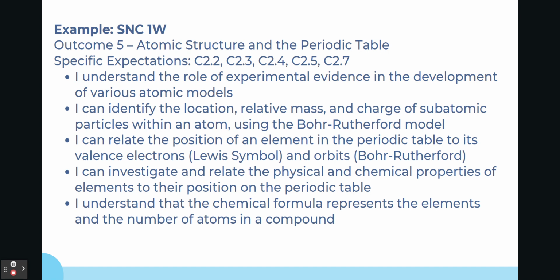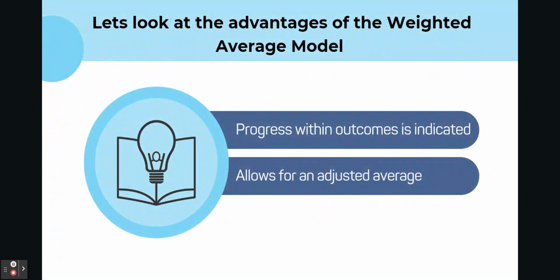This will feel more familiar to most of us. It is similar to how we could break a student's mark into knowledge and communication categories, for example. But in this case, each outcome will become its own category. Using the weighted average model, we will still be able to show student progress within each outcome, and it will allow us to use our professional judgment in a more accurate way, since we can think about each outcome separately.